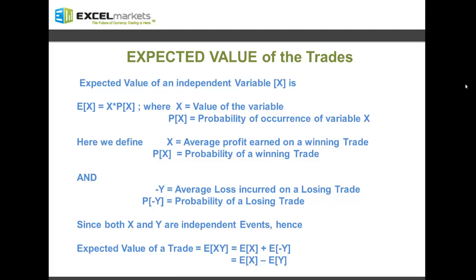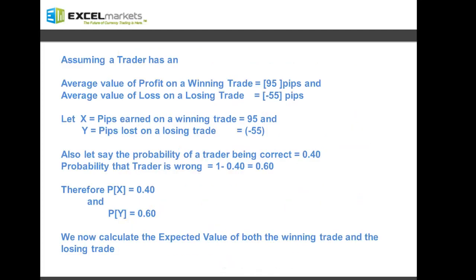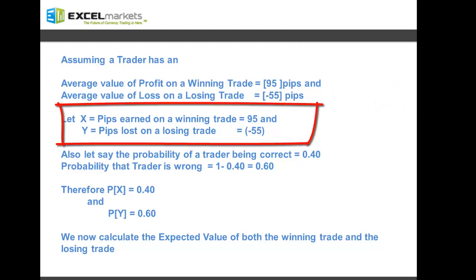When you compute the expected value of a negative variable, the negative sign is pushed out of the brackets and the absolute value of the variable is considered in the formula. So, doing the same, our equation changes to E(X+Y) is equal to E(X) minus E(Y). Assuming that a trader has an average value of profit on a winning trade of 95 pips and an average value of loss on a losing trade of 55 pips, the value of X becomes the pips earned on a winning trade, which is equal to 95, and Y denotes the pips lost on a losing trade, which is equal to negative 55.